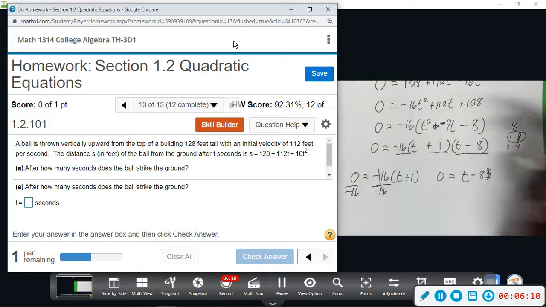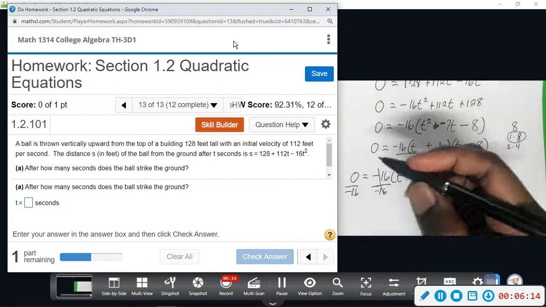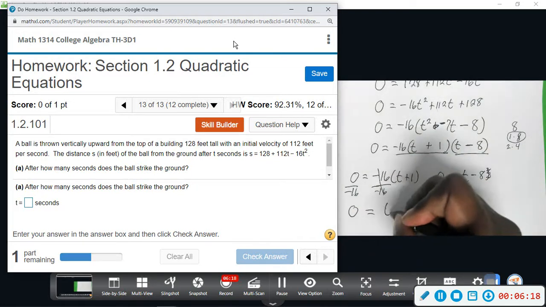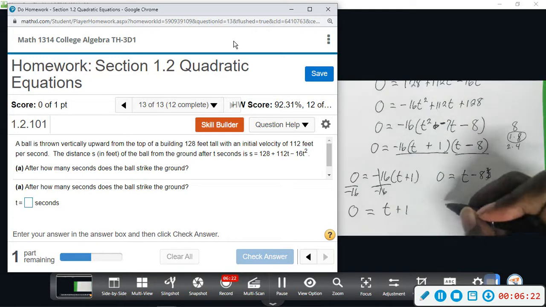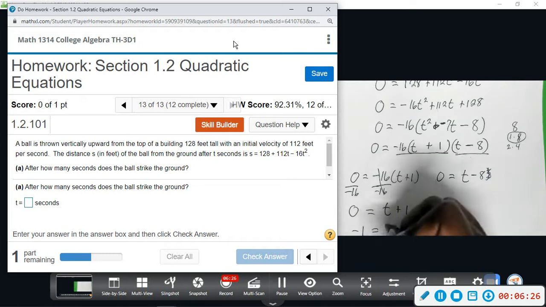Alright, so that goes to 1. Anything divided by itself is 1, so that leaves us with 0 divided by -16, which is 0. So then we just have 0 equals t plus 1. And then we can solve it. So subtract 1, we get -1 equals t.